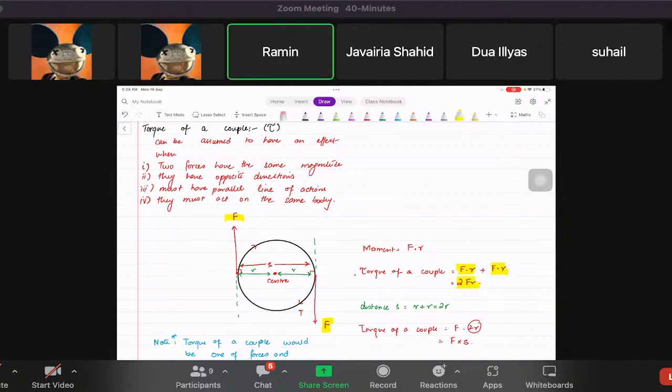And then what I did was I separated F and wrote 2R, because this R and this R, when added together, equal the distance between the two forces. So I replaced 2R with S, and I got to know the torque of a couple would be, when you use one of the forces and the perpendicular distance between the two forces, that would also give you the same answer. Is it clear? Yes, sir.